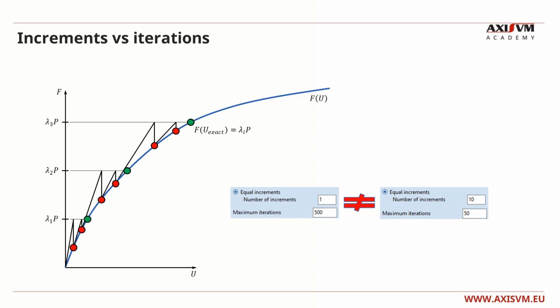Its reason is that although both the red and green circles are located on the force response curve of the structure, it only means that the displacements at all of these points are compatible with the support conditions. But the equilibrium equations are fulfilled only at the exact solution points shown by the green circles. It means that the solver has to find a path between the solution points of subsequent increments, going through a series of unreal configurations.